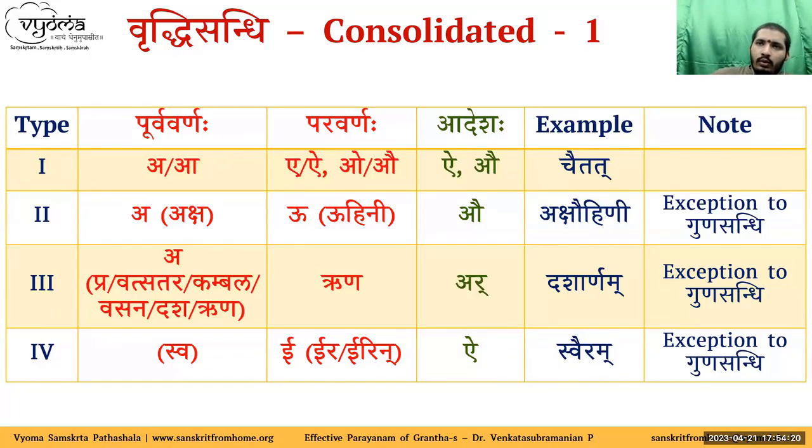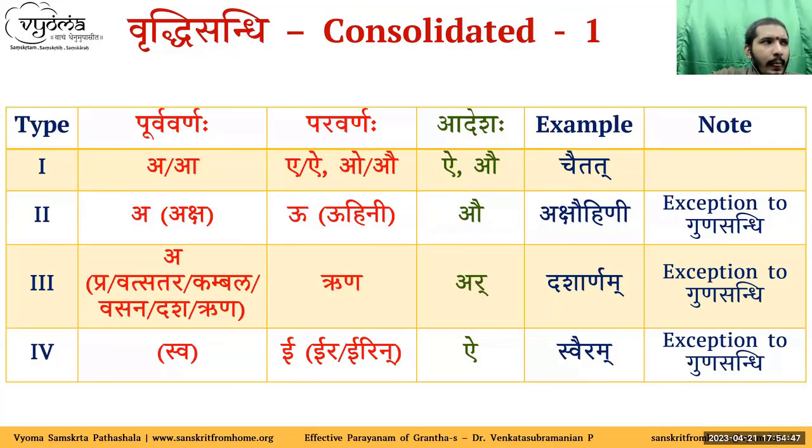In the second type, we saw Akshauhini, that is, if the Puravarna is Akara, which is the ending letter of Aksha, and if the Paravarna is Ukara, which is the starting letter of Uhini, then we get the Adesha Aukara, which gives the Rupa Akshauhini. So again, this is an exception to Gunasandhi.